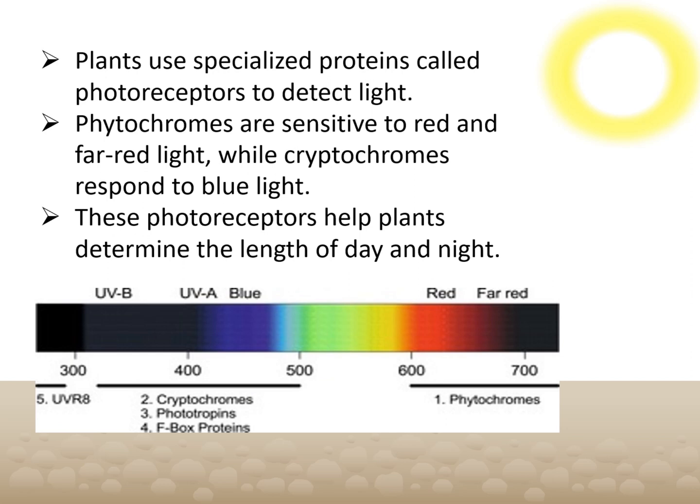So what we have next is how plants detect light, because they have specific proteins for detection of light. So they are called photoreceptors or phytochromes. There are different types of photoreceptors. For example, phytochromes, they could be F box proteins, phytochromes, UVR8, and these are different types of proteins that plants use to detect sunlight.